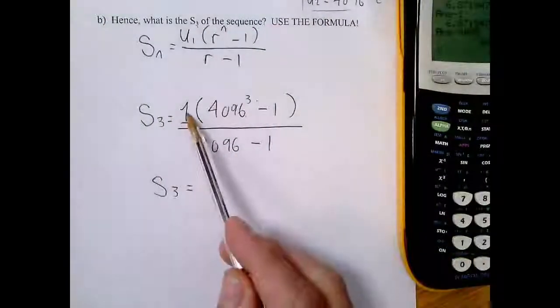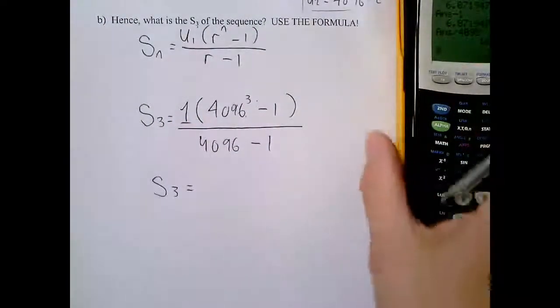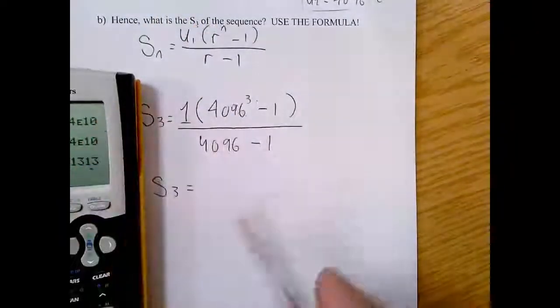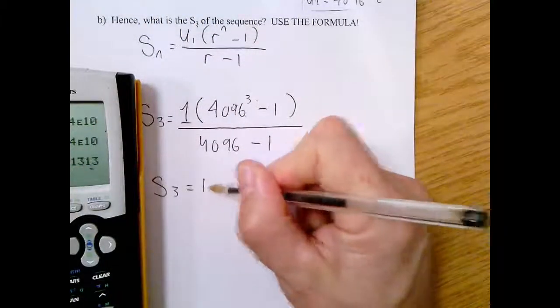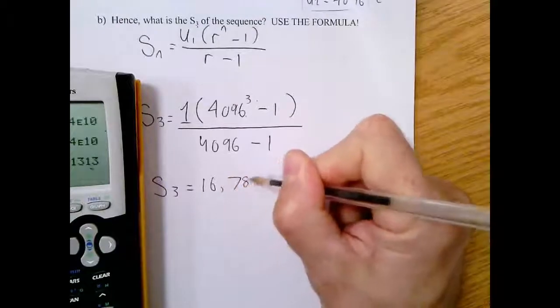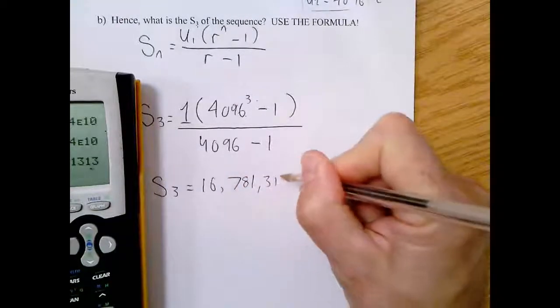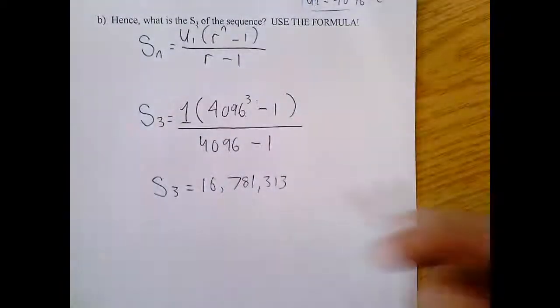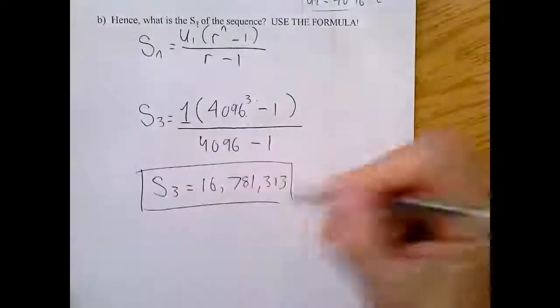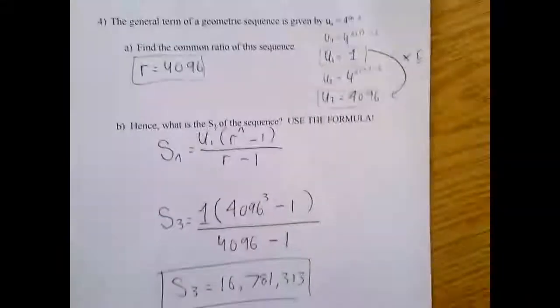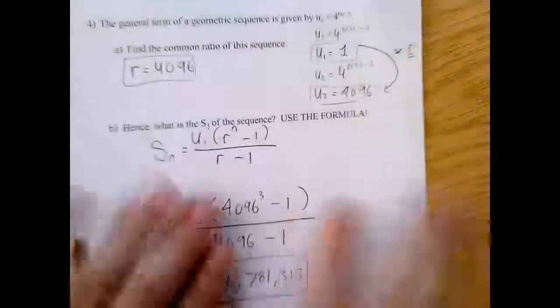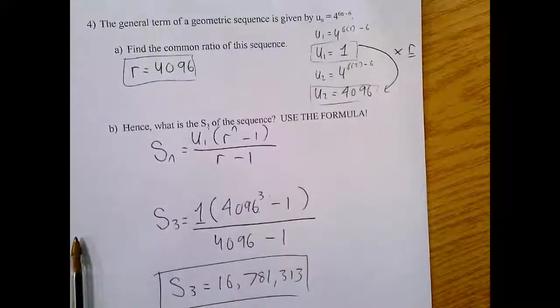And now I get this lovely answer of 16,781,313. And that's it, right? I don't have to multiply by this 1 because it would be the same. Anything times 1 is the same. So let's write my answer here. 16,781,313. And that is the sum of the first 3 terms of that geometric sequence. Good job. We are done with that question.